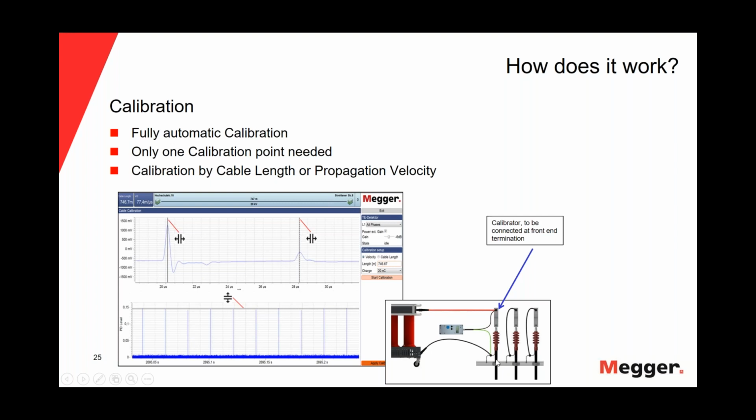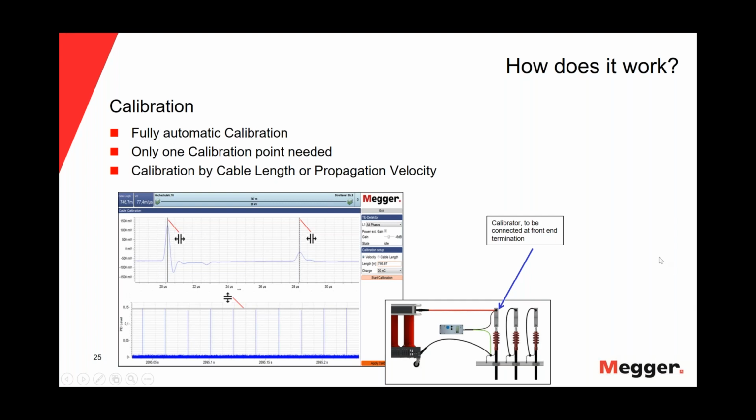The first part of the energy will go back straight to the coupling capacitor, and the second part of the energy will go all the way to the end of the cable, and then will go back to the coupling capacitor. Then during the calibration, we will have two pulses, the first one and the second one.